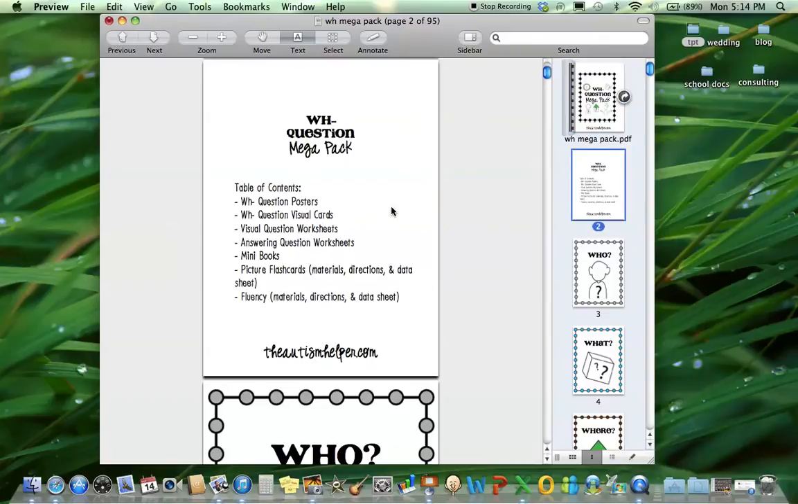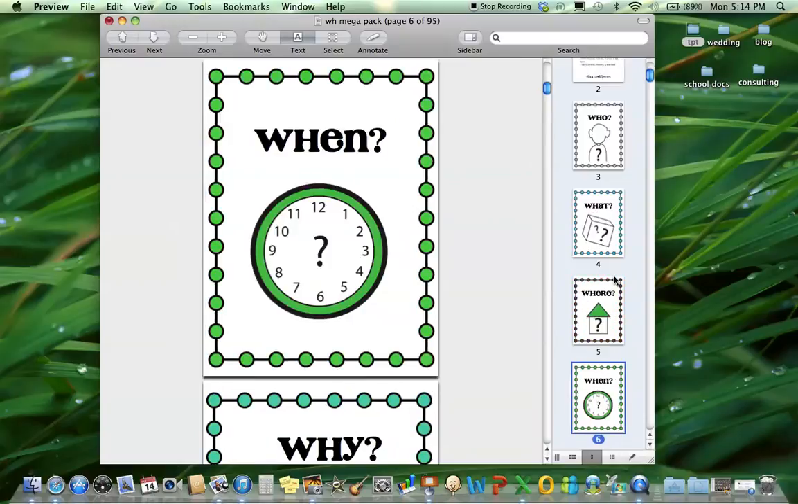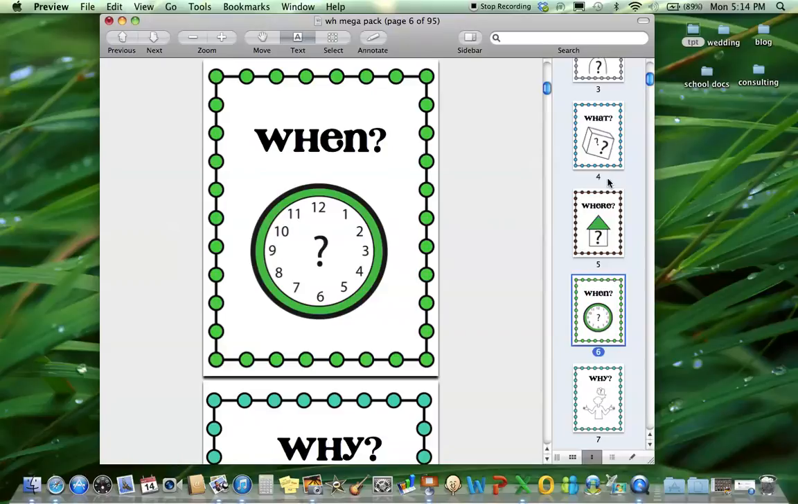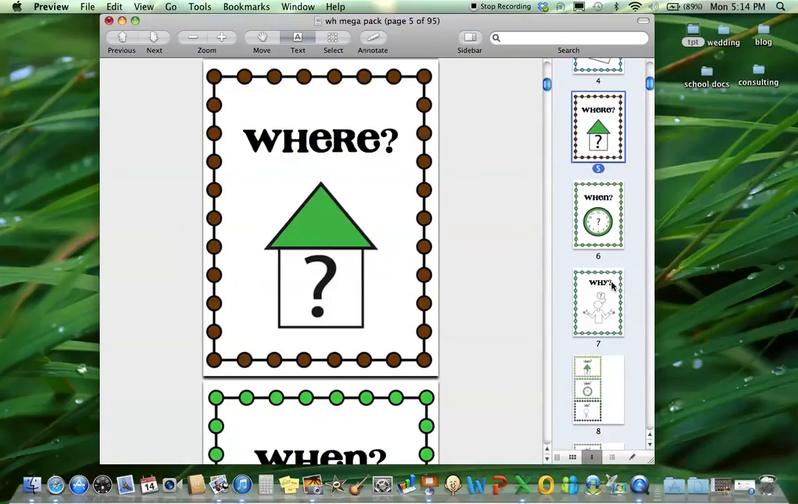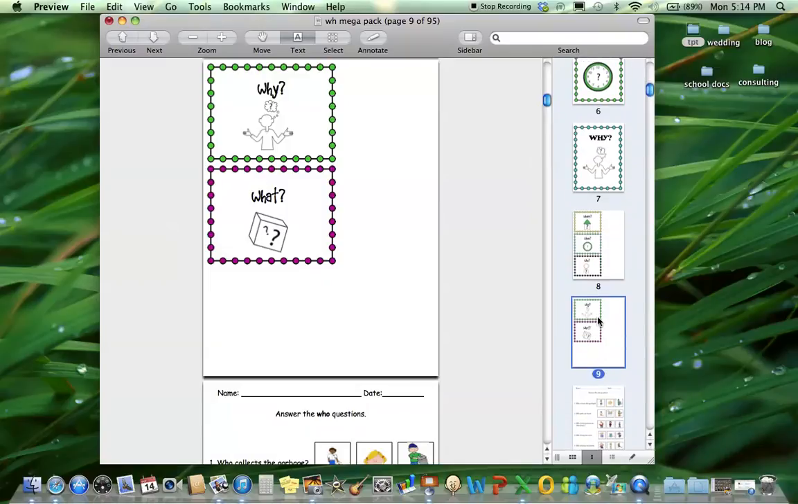There's a lot of different activities included in here, like I said. First up are visual posters that you can post in your classroom for who, what, where, when, and why. These are great to give that visual cue to our kids, that when is a time, or who is a person, or where is a location. There are also some mini ones included to post in your reading area or on a desk.